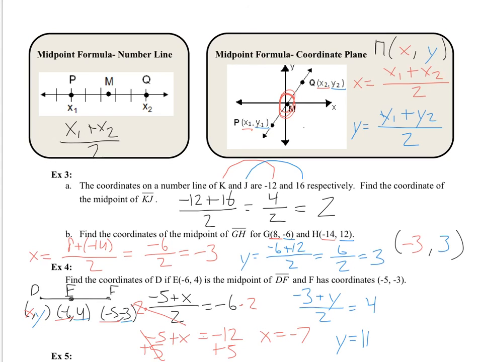Now, to write our answer, we're going to write our answer D as the point -7, 11. We cannot just keep it as x equals -7 and y equals 11. We need to explain that the point D is at -7, 11. Now please continue on to part 4 of our notes.